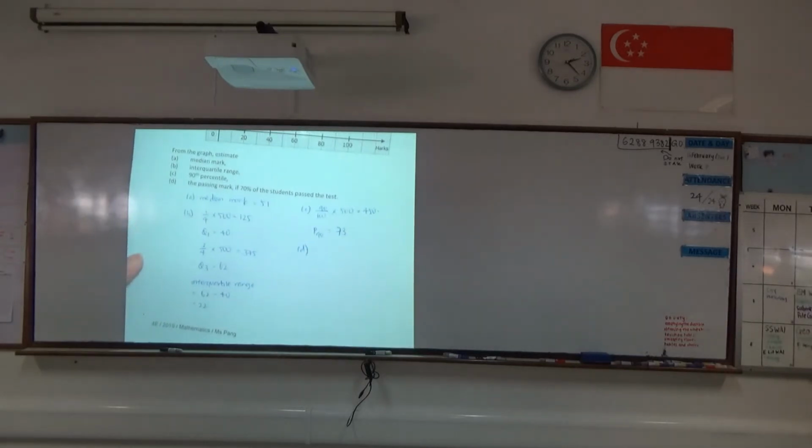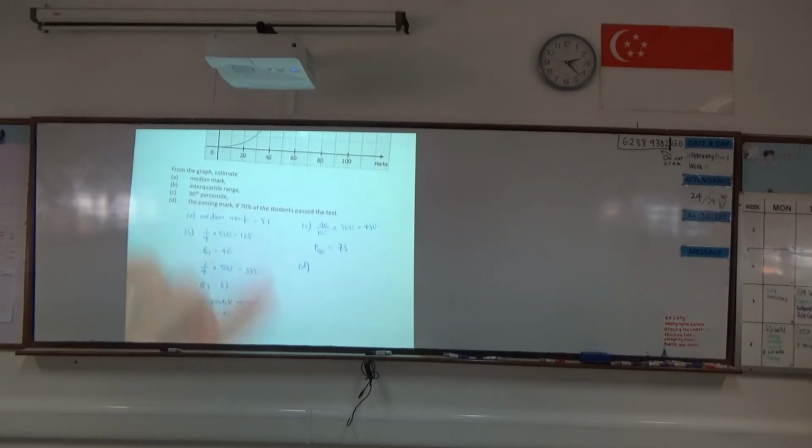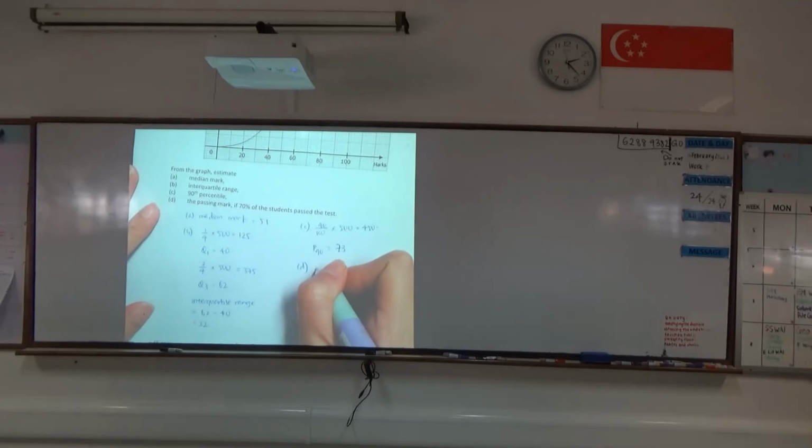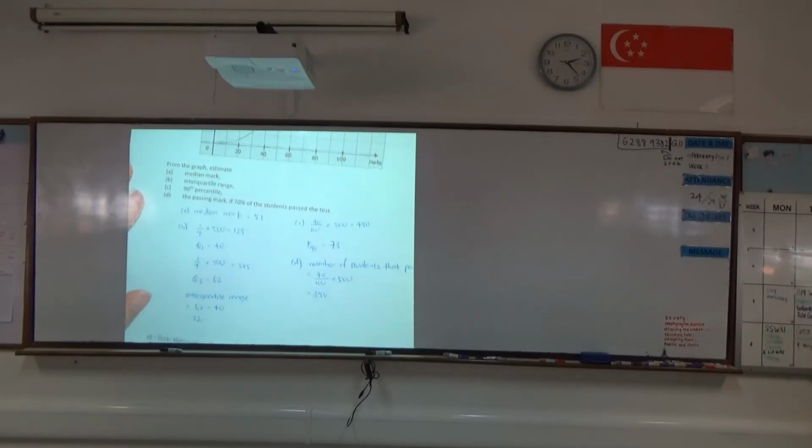Now for part D, we want to estimate the passing mark if 70% of the students pass the test. How would you have solved this question? Dylan? Find 70%. So find the number of students. The number of students that pass will be 70%, and that is 350. Then what next?